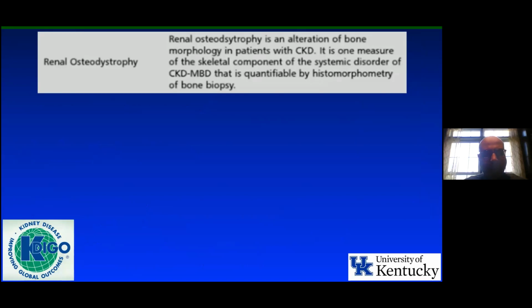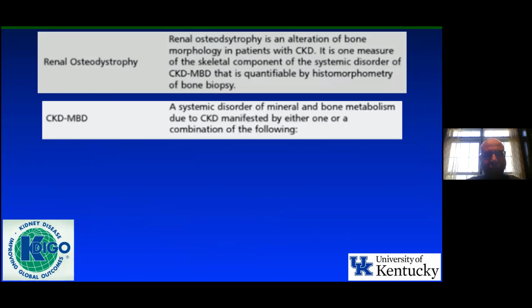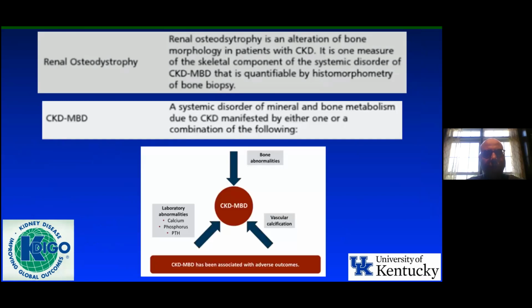So the KDIGO, the Kidney Disease Improving Global Outcomes organization, defined renal osteodystrophy. Sometimes I'll be using the abbreviation ROD, for renal osteodystrophy, and sometimes also CKD, which is chronic kidney disease, or CKD-MBD, chronic kidney disease mineral bone disorder. So ROD, renal osteodystrophy, is defined as alteration in bone morphology in CKD patients.